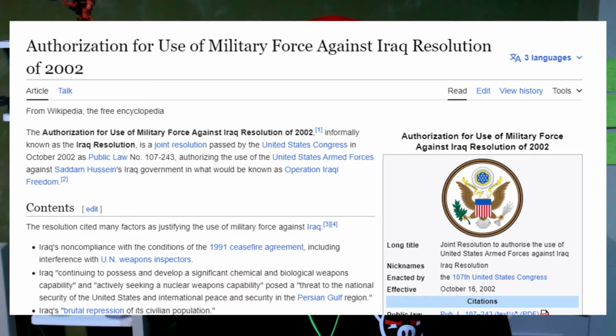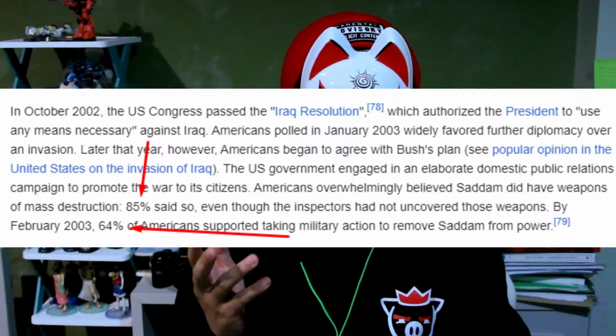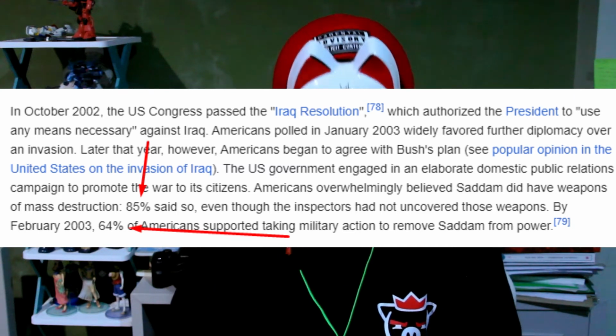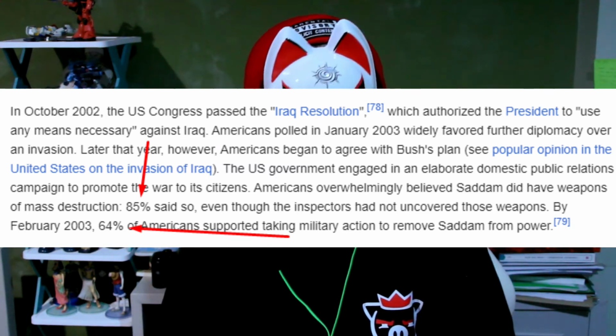In October 2002, the US Congress passed the Iraq Resolution, which authorized the president to use any means necessary against Iraq. Note that Americans polled in January 2003 still widely favored further diplomacy over invasion. However, later that year, Americans began to agree with the Bush plan of invasion. The US government engaged in an elaborate domestic public relations campaign to promote the war to its citizens. Americans overwhelmingly believed Saddam did have weapons of mass destruction. 85% said so.